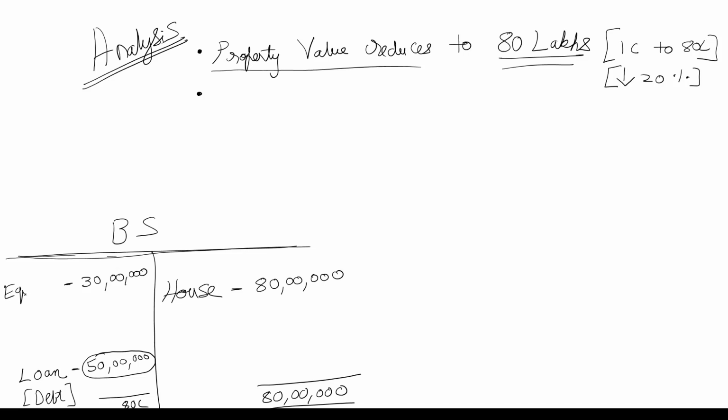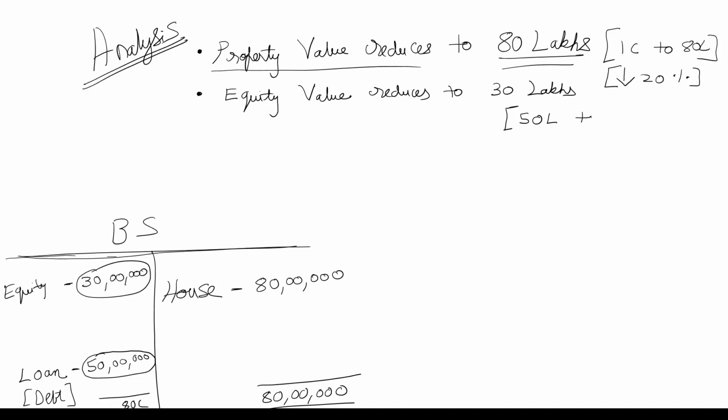So this is equity, owner's investment, 30 lakhs. Now, equity value has also reduced because it was originally 50 lakhs when I bought the house, and now equity value reduces to 30 lakhs. So there is a reduction of 20 lakhs, and that is a 40% reduction.